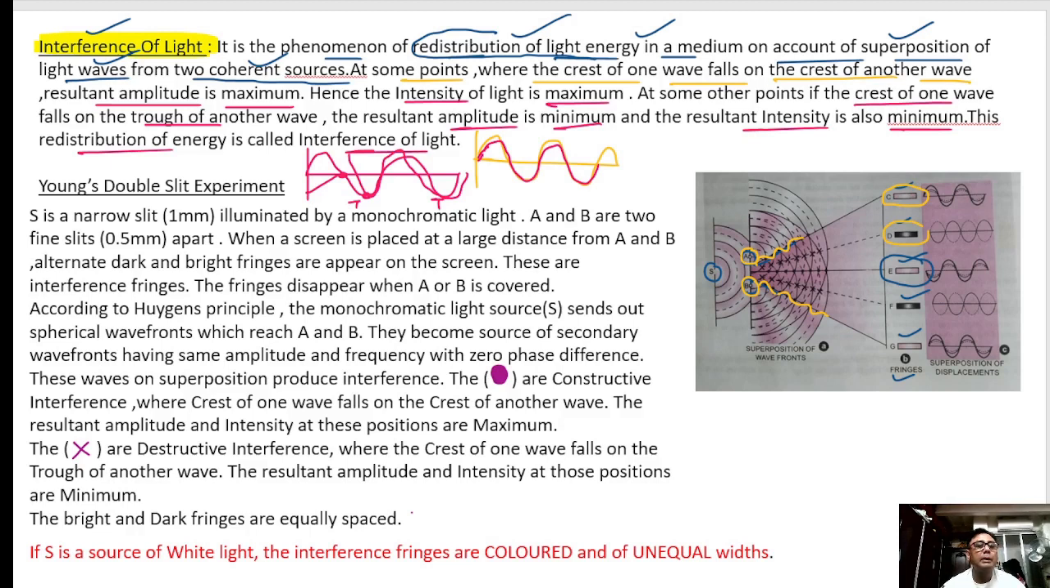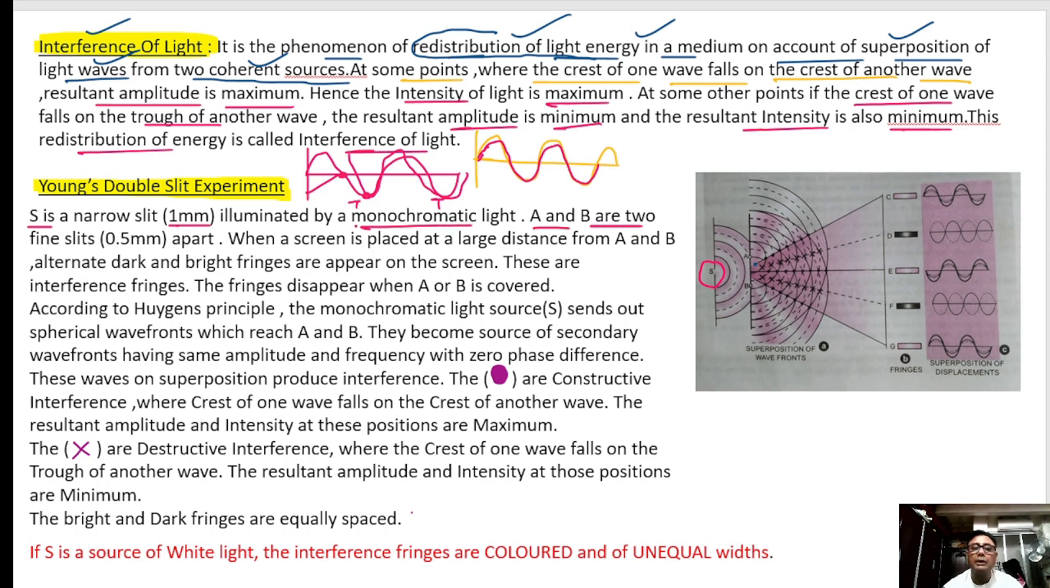Now we will do the double slit experiment. Young was the first to do this experiment, so let us now see what Young has done. Young's double slit experiment. So first of all, Young is taking a narrow slit, 1 millimeter wide. This is the narrow slit, 1 millimeter width, illuminated by a monochromatic light.